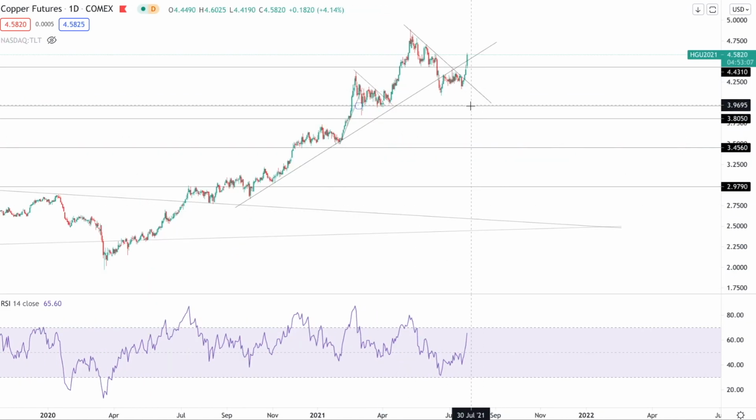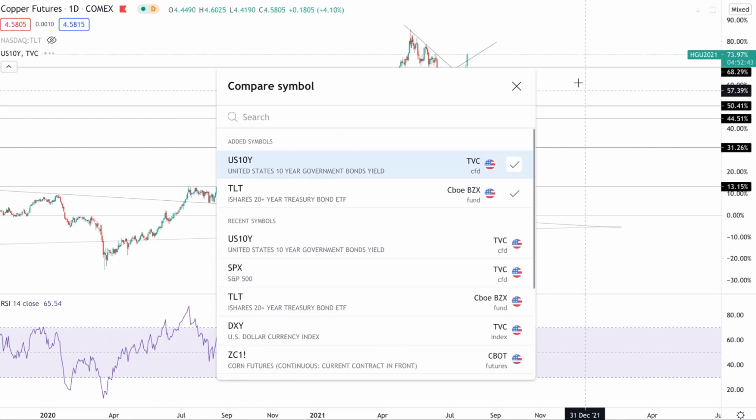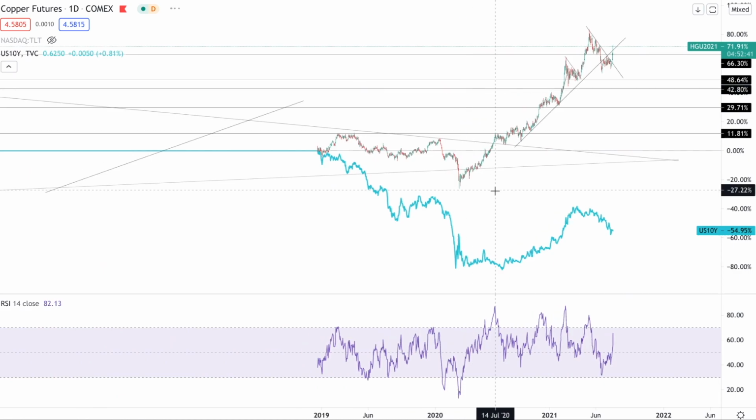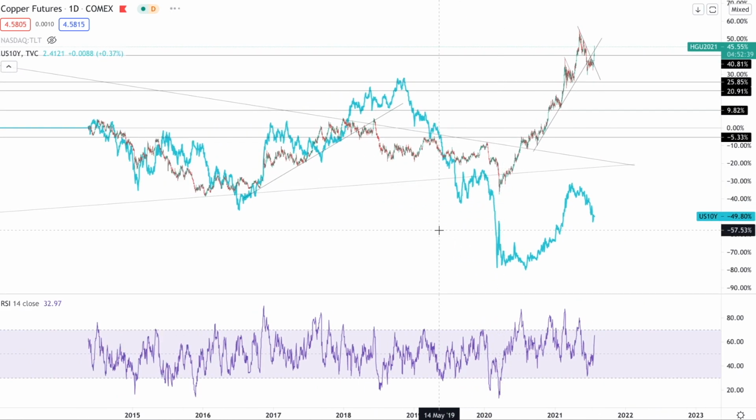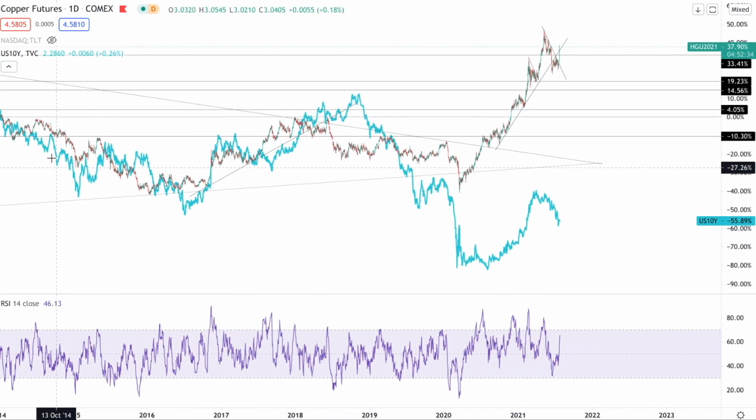You can see, for example, here, the price of copper. Copper is an economically sensitive metal. The price of copper doesn't go up in a deflationary environment. It goes down massively in a deflationary environment. In fact, if I add yields on top of this chart, let's zoom out here, you're going to see the massive correlation between copper and yields. As yields go down, copper goes down. As copper goes up, yields go up.